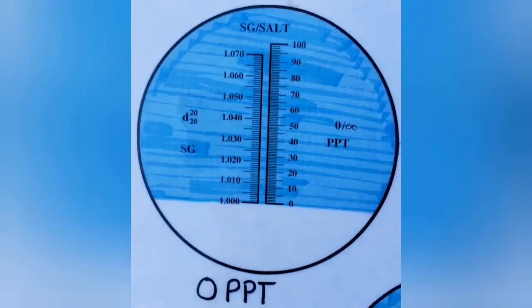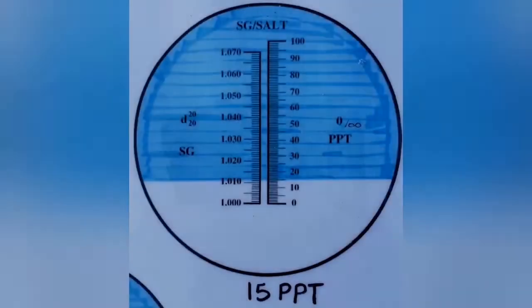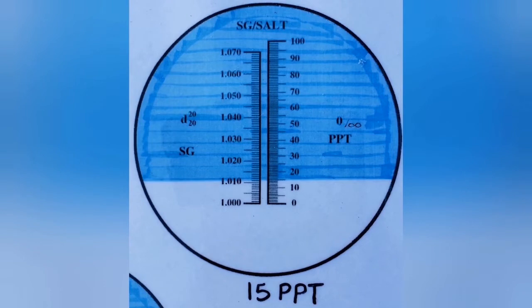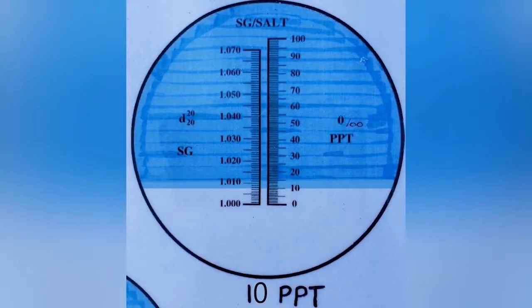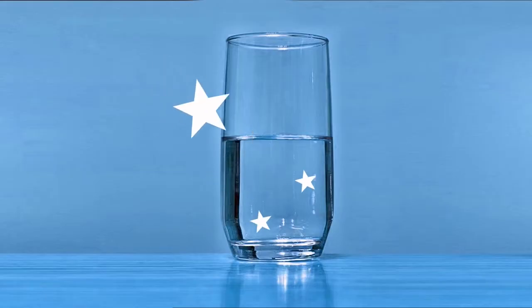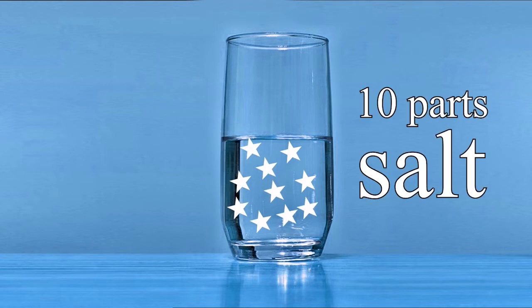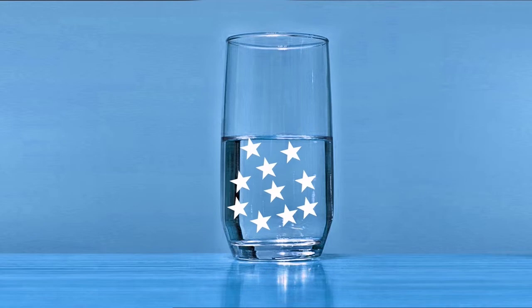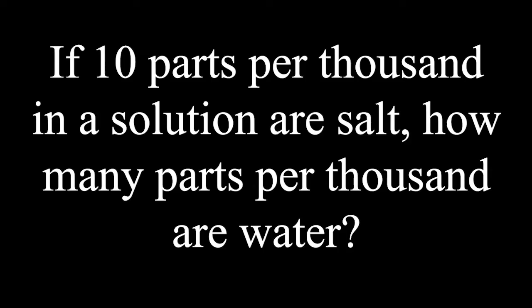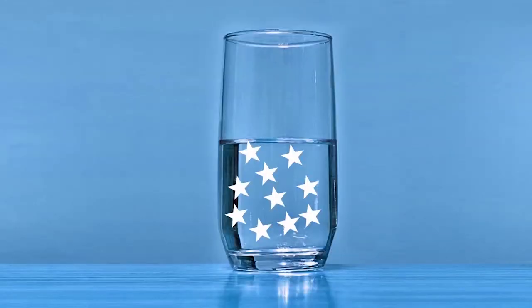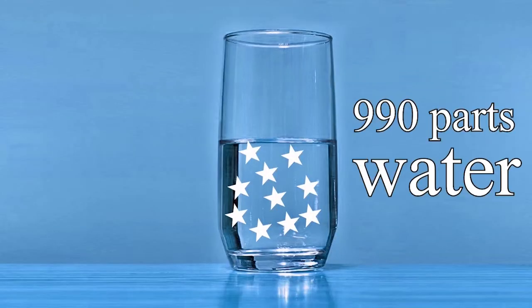We measure salinity in our nurseries in parts per thousand, so let's take a look at that. What does it mean when we say that our salinity level is 10 parts per thousand? That means that out of the 1,000 parts in the solution, 10 are salt. How many are water? Pause the video now to discuss. With 10 parts of salt, there would be 990 parts of water in our solution.